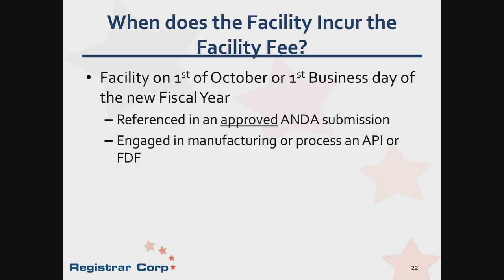A facility listed in at least one approved generic drug submission incurs annual facility fees as long as it is identified in a generic drug submission, even if the facility has not started commercial scale production of the API or FDF covered by that submission, or if the facility has stopped temporarily or permanently the production of that API or FDF.